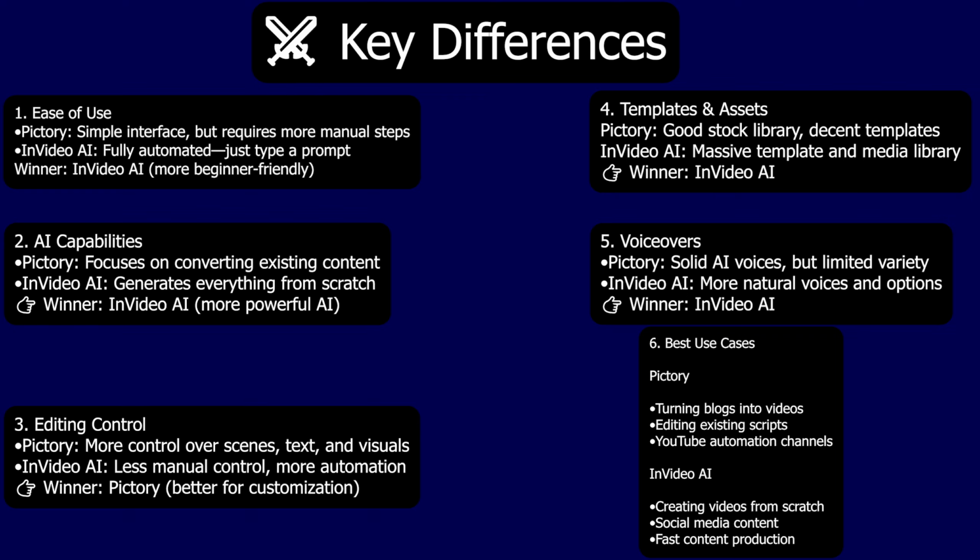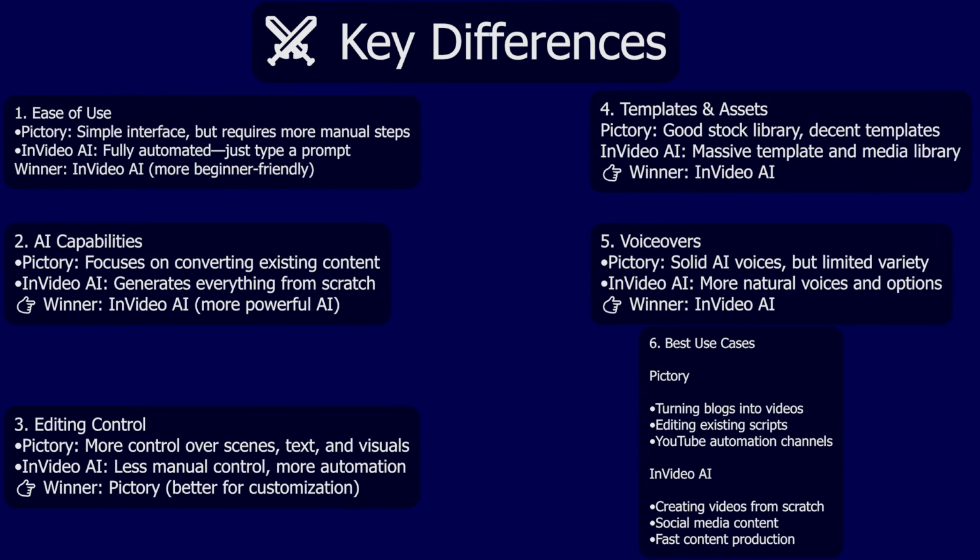Number 6 and final. Best use cases. Pictory, turning blogs into videos, editing existing scripts, YouTube automation channels. Invideo AI, creating videos from scratch, social media content, fast content production.